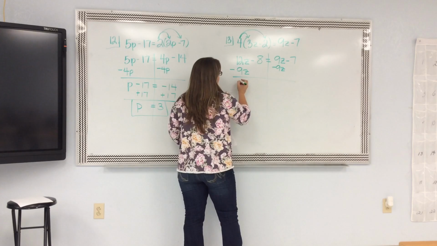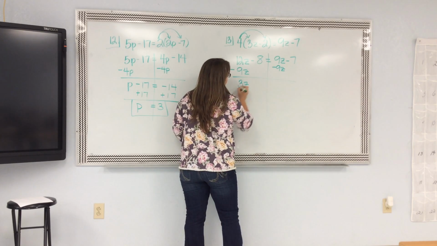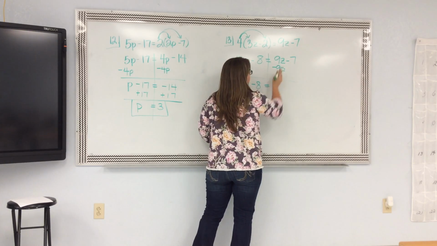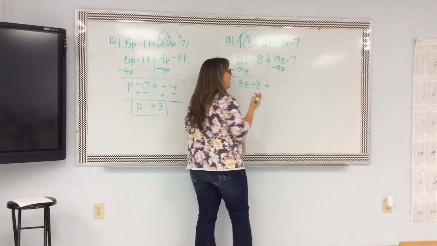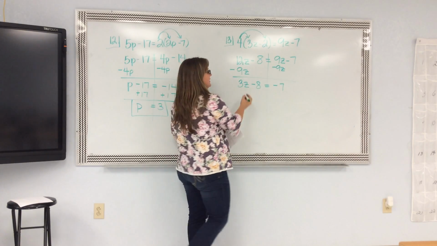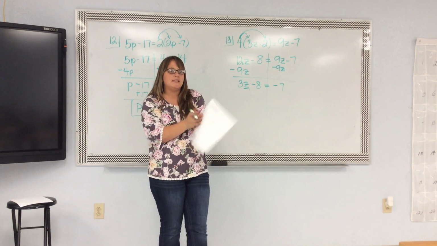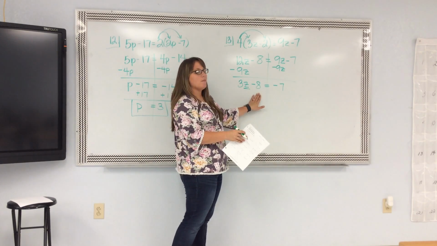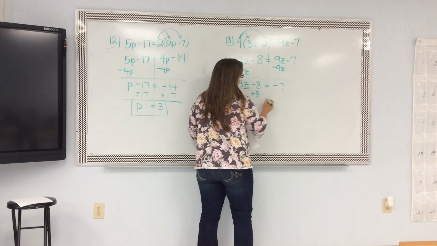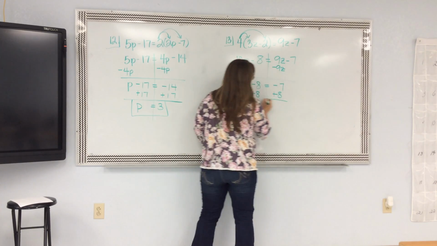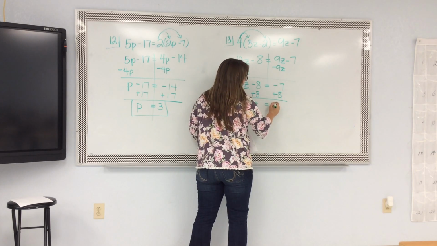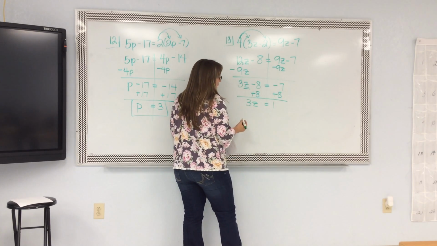12z minus 9z becomes 3z. Bring down my minus 8. Equals 9z minus 9z goes away. So I'm left with a negative 7. I want to get the z all by itself. The 3z is connected, so I'm going to get rid of the minus 8 first. To get rid of a minus 8, I plus 8. If I do it to one side, I have to do it to the other. 3z is equal to negative 7 plus 8, which is a positive 1.